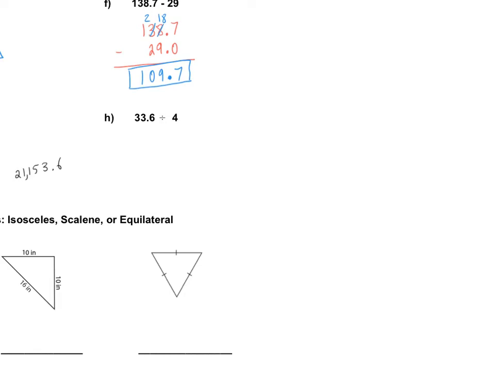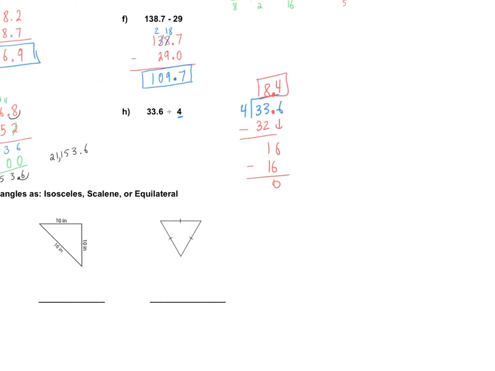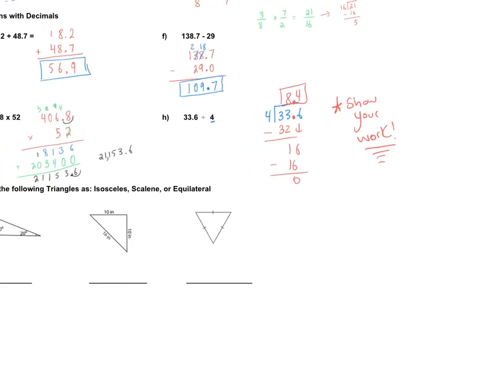Okay, now let's divide. Remember, the second guy is late. He needs to go outside. So now we're just going to divide. 4 goes into 33 8 times. I bring the 6 down. Remember, there's a decimal here. Put your decimal up top. And it goes in 4 times 8.4. Remember, it's very important to always show your work. You're going to lose half the points on your summative on Monday if you don't show your work.